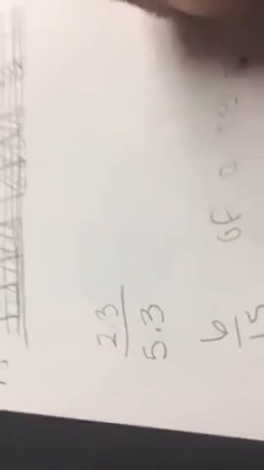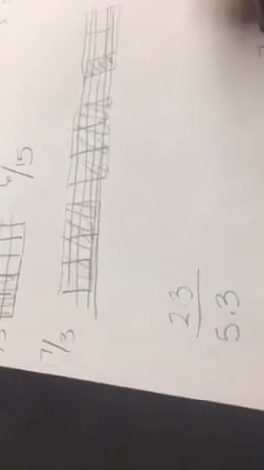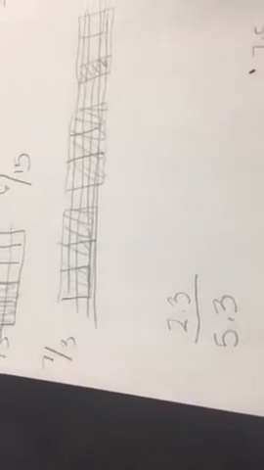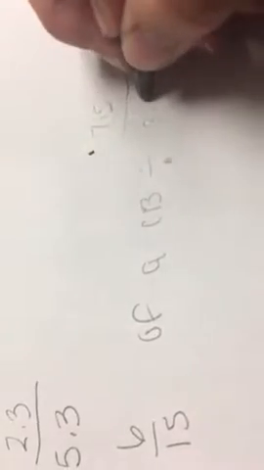2 times 3 over 5 times 3, which is 6/15 of a candy bar, divided by 7 times 5 over 3 times 5, which is the same thing as 35/15 of a candy bar.